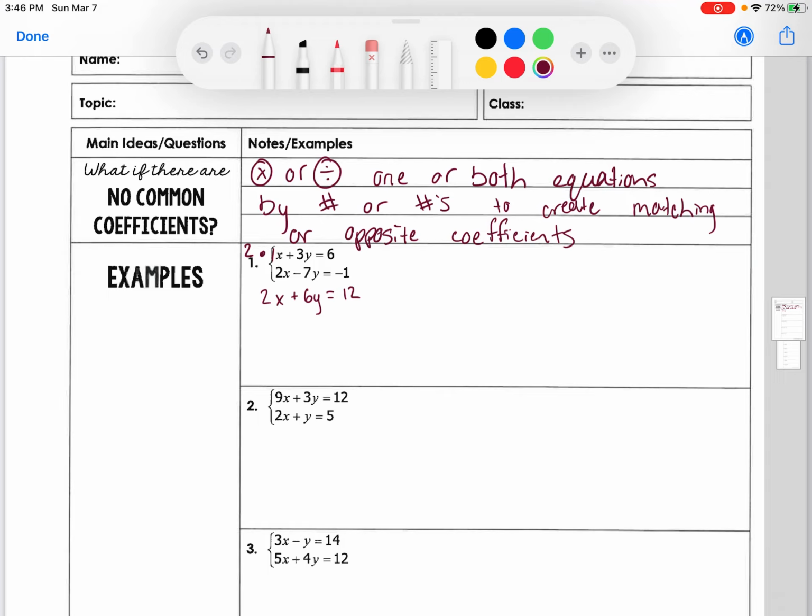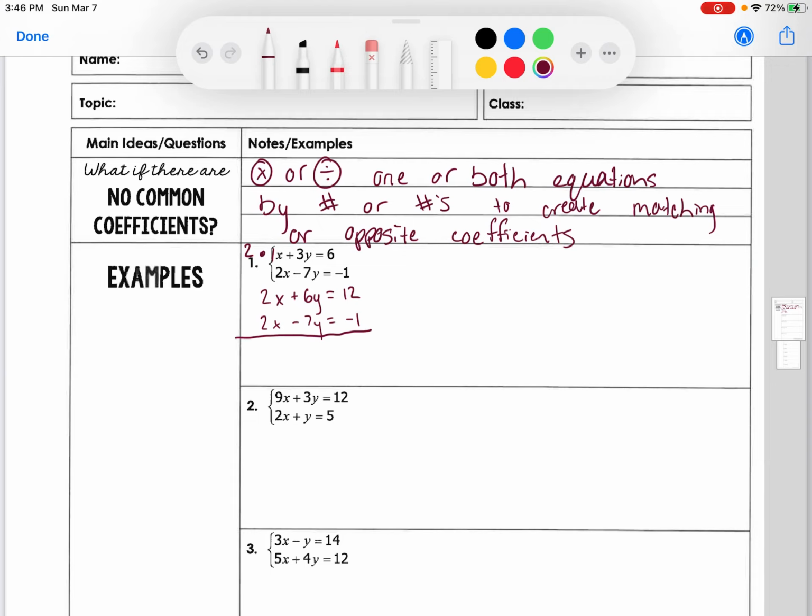So it's really important to make sure you multiply every single term, not just the specific variable where you're trying to change the coefficient. You have to multiply it all the way through, or else it'll get messy and it'll just turn to deep, dark math sadness. So now our top equation has been transformed into 2x plus 6y equals 12. Now, second piece, I'm just going to copy this second equation back down. So we have 2x minus 7y equals -1. So we have those copied down.